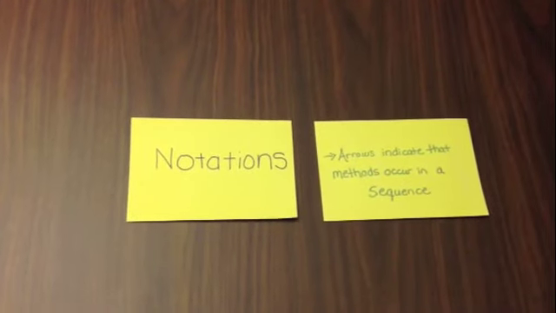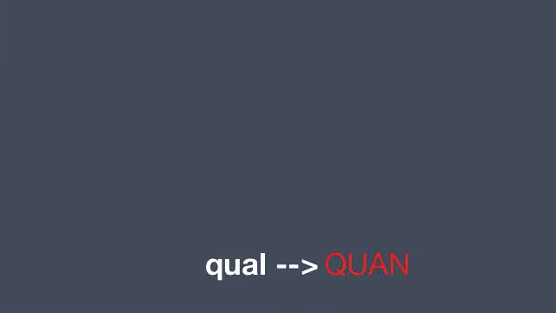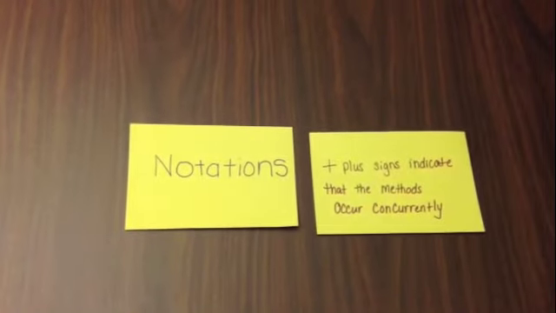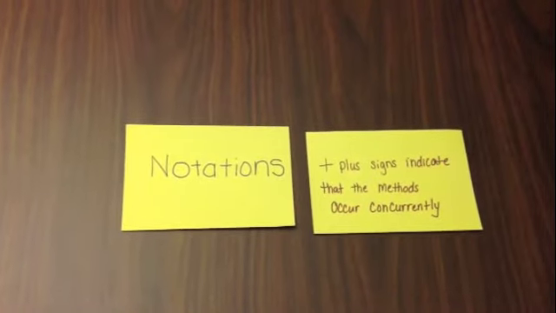Arrows indicate that methods occur in a sequence. In this example, the arrow notation indicates that there are two phases in this study, qualitative followed by quantitative. Plus signs indicate that the methods occur concurrently. In this example study, the quantitative and qualitative methods were conducted at the same time.